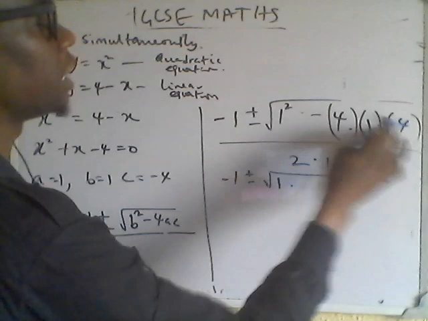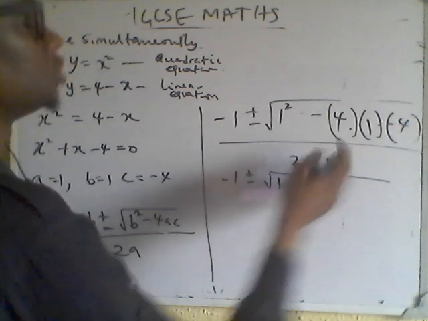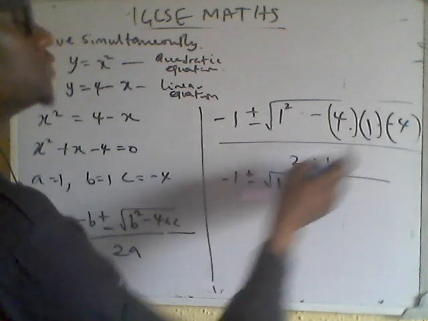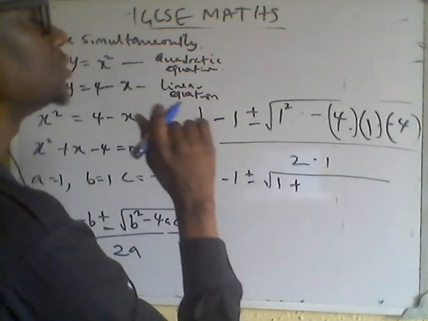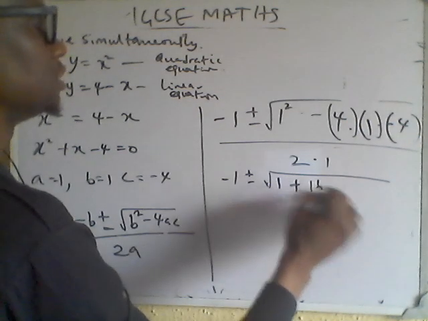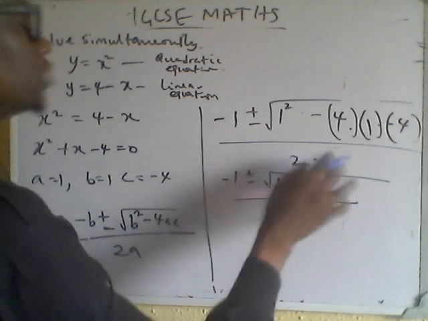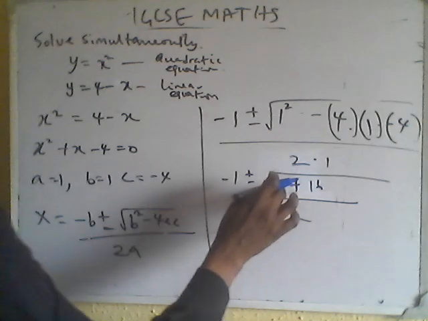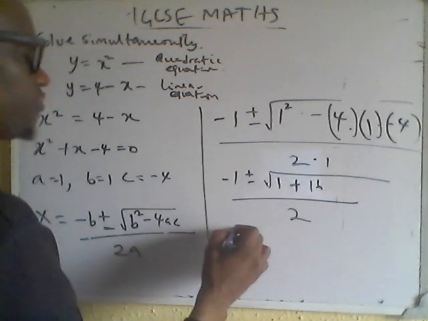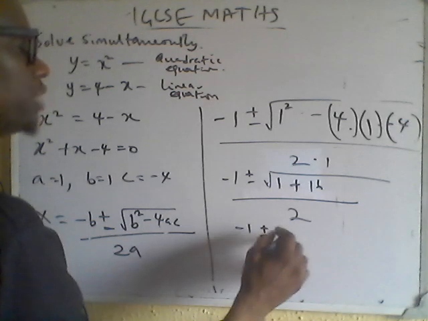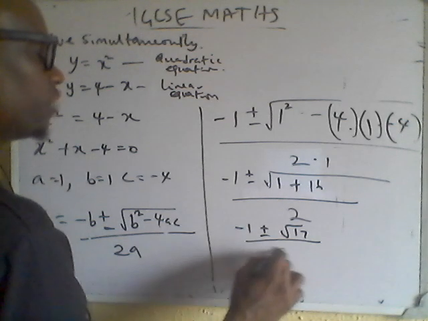Okay, minus here and minus here will give me plus. So you see now the discriminant is going to be positive. So 4 times 4 is 16, times 1 is also 16, that's 16 here, all over 2, because 2 times 1 is 2. So 1 plus 16 is 17. So I have minus 1 here, plus or minus root 17 all over 2.